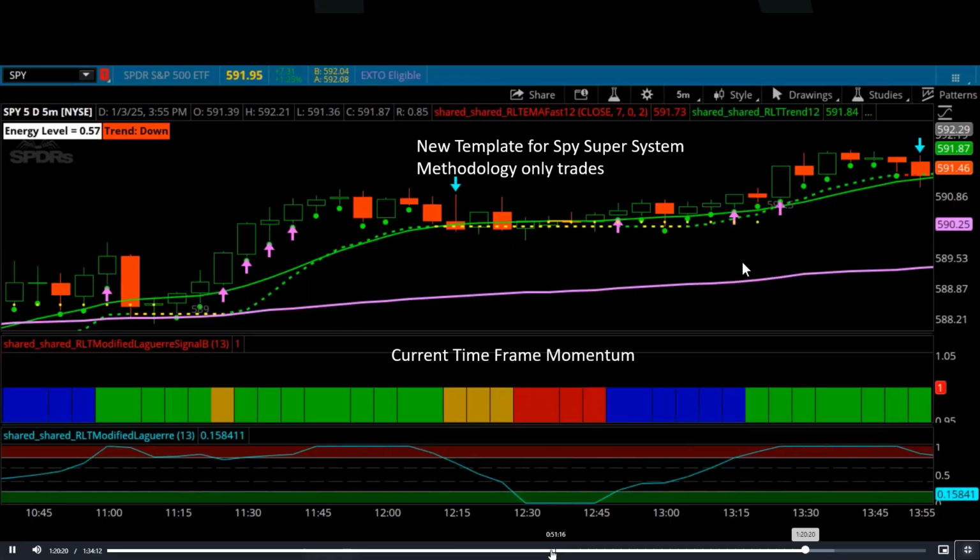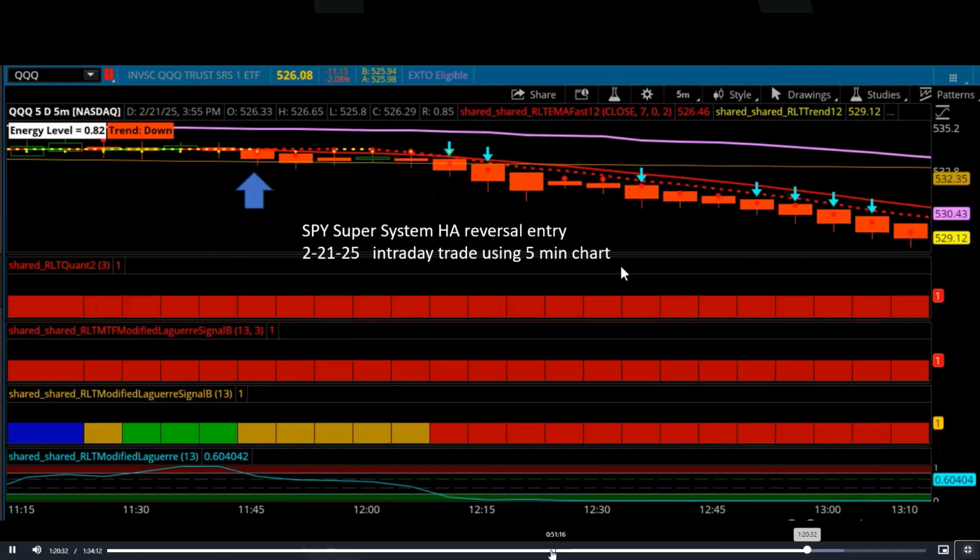Okay. And this is the format again of the SPY Super System format with just the current time frame momentum. The folks that are mostly just doing very, very quick trades. Okay. And this was a SPY Super System reversal here. This was a trade we took. Notice that this is a Heiken Ashi reversal right here. As it breaks down below the 15, you take it right here and you write it down, and you could just stay right in this trade. It never broke back up above the 15. You just stay right in it.